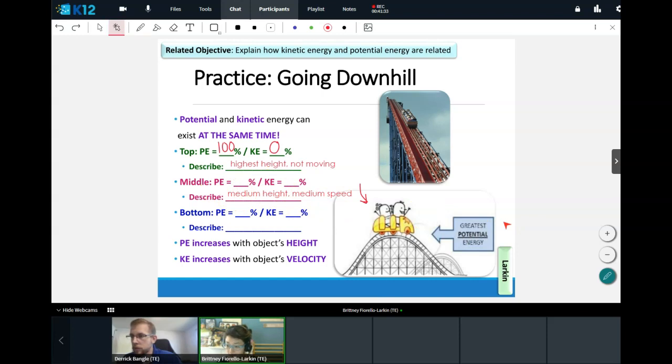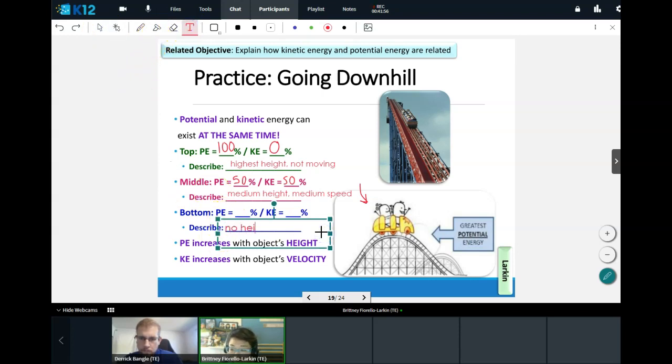Thank you, Joseph H. Thank you, Kaden. Thank you, Angelina. Yeah, exactly. This is going to be both types of energy. So I'm just going to put this as 50-50. Obviously, this can change a little bit depending on where you are in the middle, but for our purposes, just imagine it as 50-50. It's half of each.